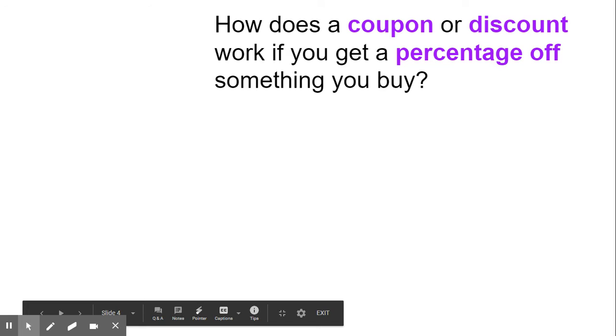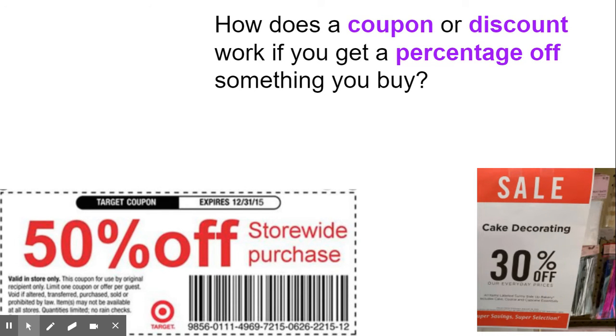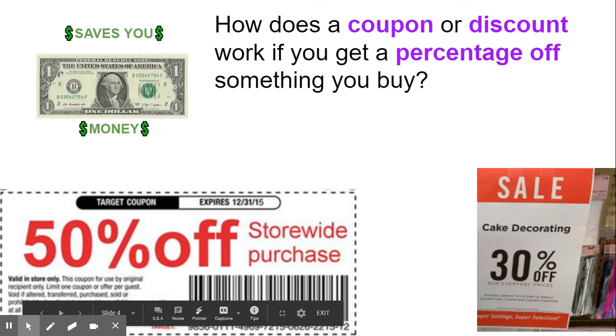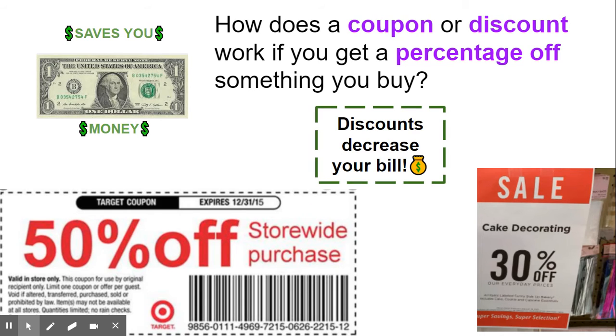Now, another thing is how does a coupon or discount work to get a percentage off something you buy? Well, if I was going to buy some school supplies and I saw this coupon for 50% off, it would take half of the dollar amount off of my bill. If I was going to bake a cake for someone's birthday and I saw this coupon, 30% off, it takes 30% off of the total purchase. So it's going to save me money. That's exactly what I want, and it's going to decrease my bill. So again, percentage discounts, or coupon discounts, decrease your bill.